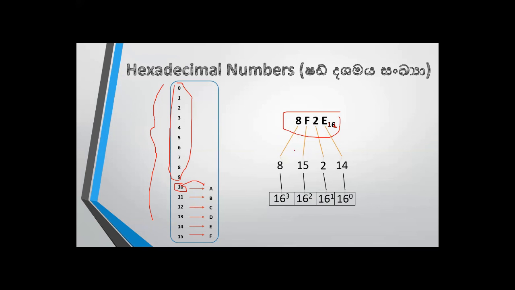To convert this, it will look like this. The first number is 8, and if you look into this table, we can directly put 8. If it is F, then when we do conversions, we have to include 15. For 2, we can directly put 2. For E, E is represented by 14. Likewise, we can convert this hexadecimal into numerical values.